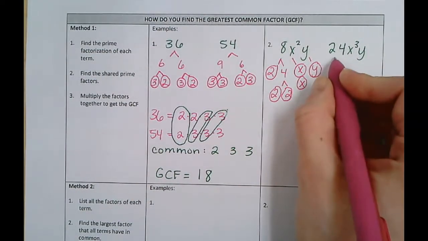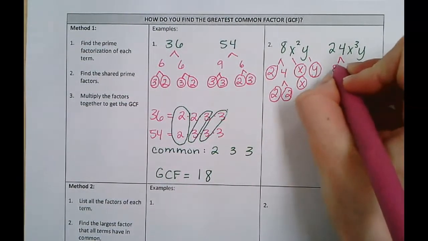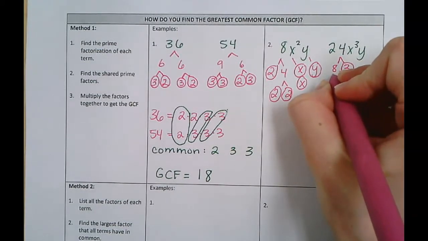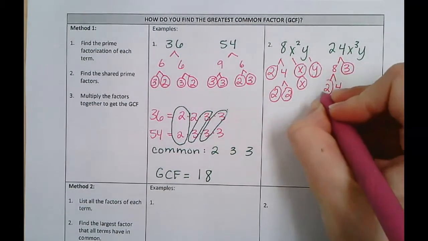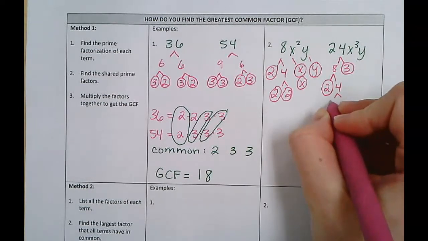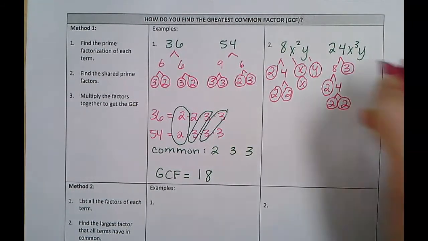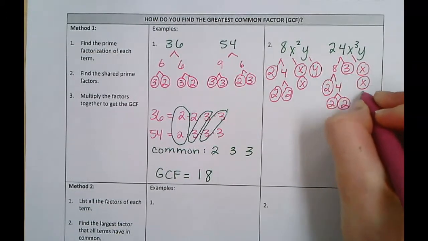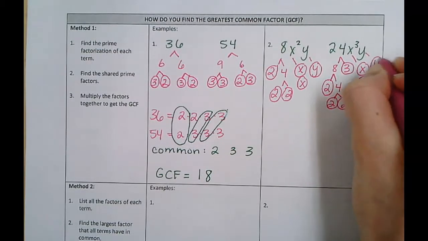Next, moving on to my 24. 24 can be broken down to 8 times 3. 3 is prime, but 8 is not. 2 times 4. 2 is prime, but I can keep taking 4 down as 2 times 2. And now I'm complete with 24. X cubed means x times x times x. And y, once again, just 1.